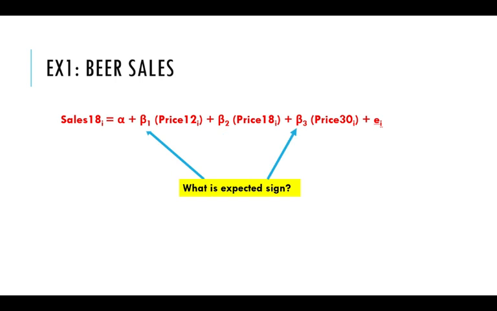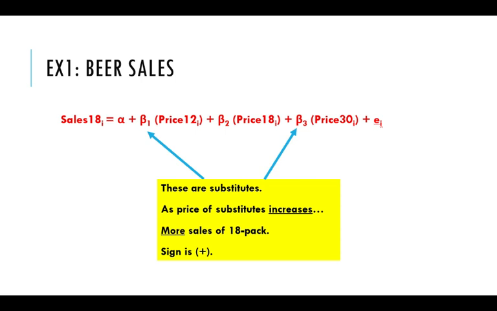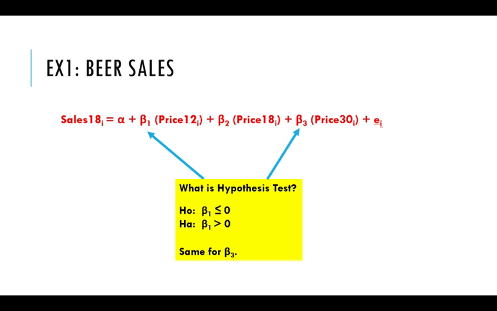Now, beta 1 and beta 3. What are the expected signs here? Well, again, these are substitutes, so if 12 packs get more expensive and 30 packs get more expensive, don't you think people would buy more 18 packs, holding all else constant, right? Because when we change the price of 12 packs and 30 packs, we're holding the price of 18 packs constant. So more sales of 18 packs means the sign is positive.